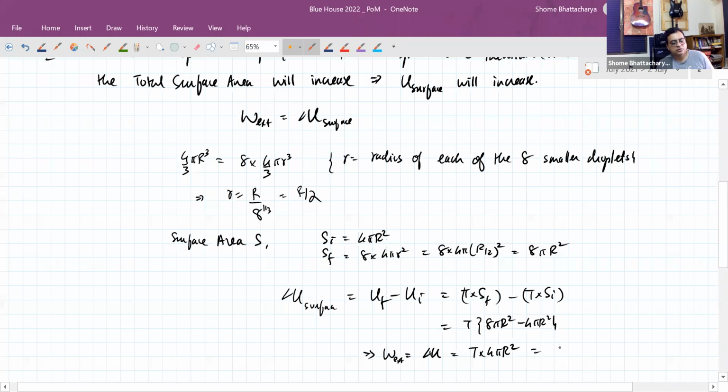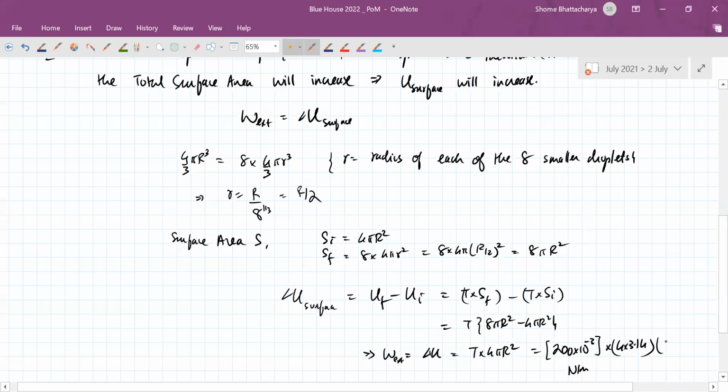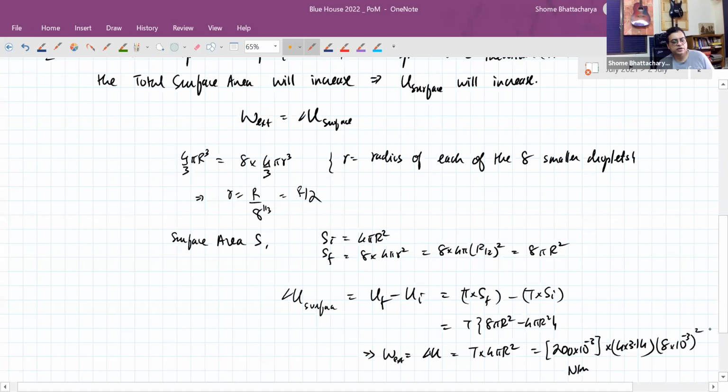So this will become 200 into 10 raised to power minus 3, because it was in millinewtons, so now this is in newton per meter. Okay, 4 into 3.14 into R was how much? It was 8 millimeters, right? So 8 into 10 raised to power minus 3, squared. This is the work done in joules.